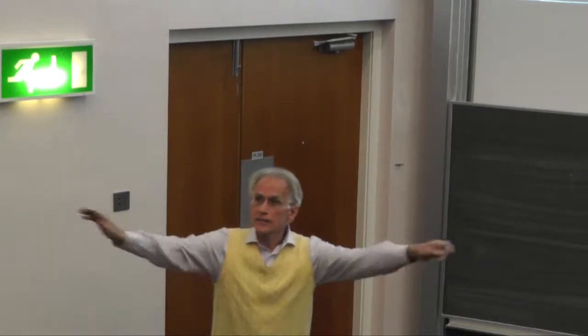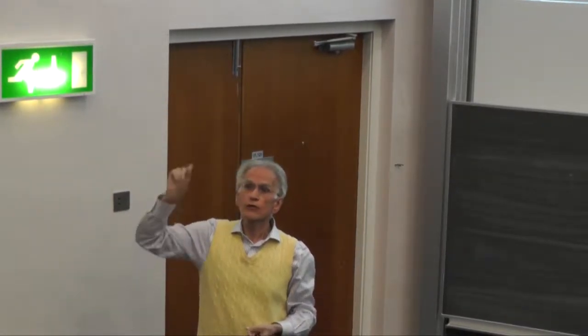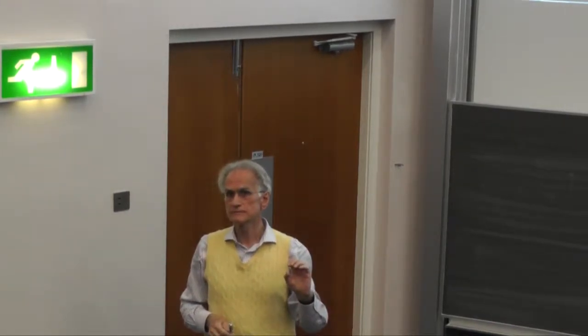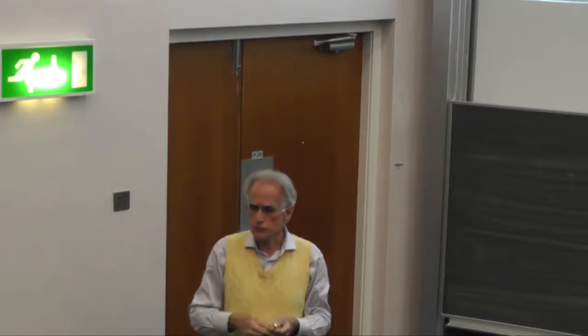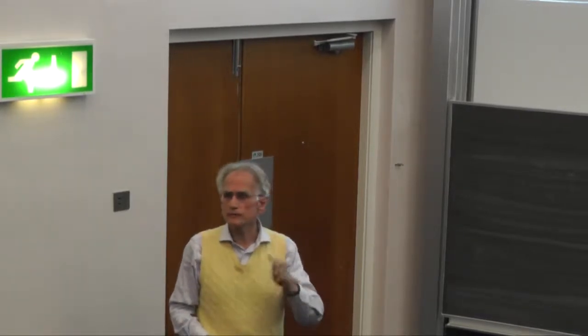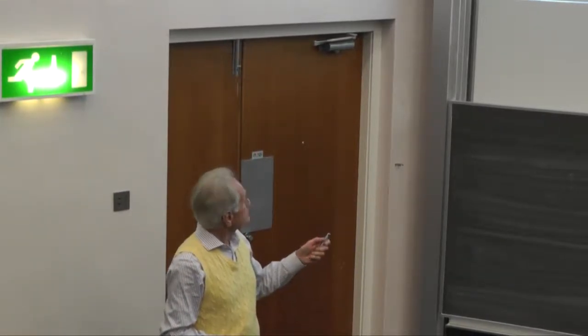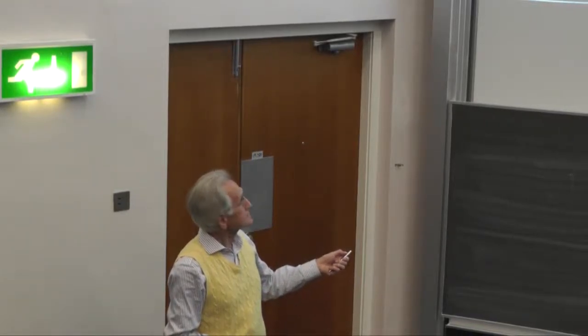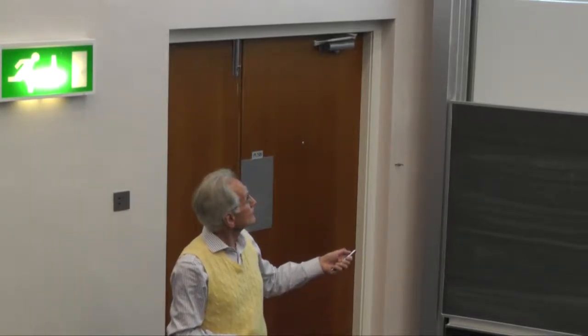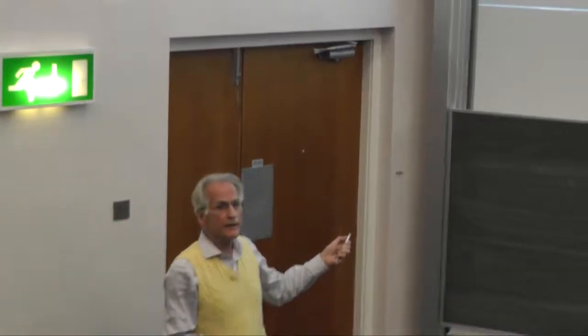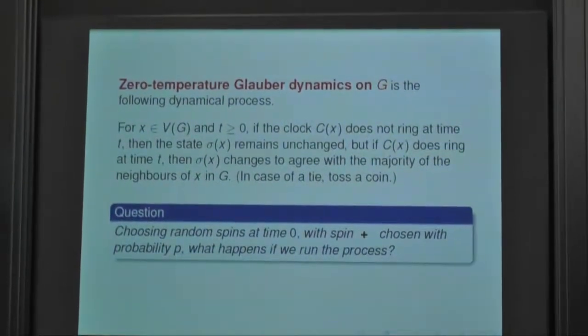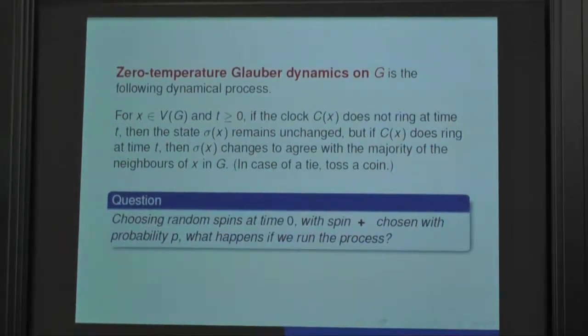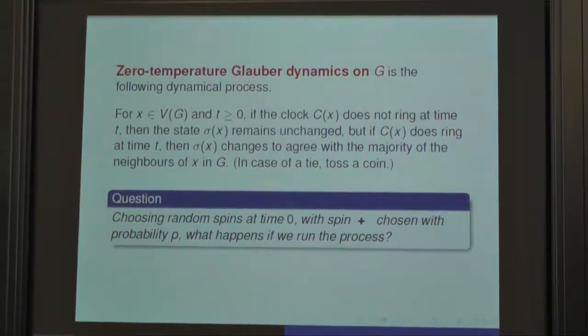So we have got infinitely many vertices. Each of them has a clock going off time and time again. And whenever the clock goes, it decides to change its state to the majority of its neighbors. If not, then it tosses a coin, or we can use whatever tie break we would like to choose. Now the question is: choosing random spins at the beginning, choosing sites with spin plus with a certain probability at the beginning, what happens if we run the process?